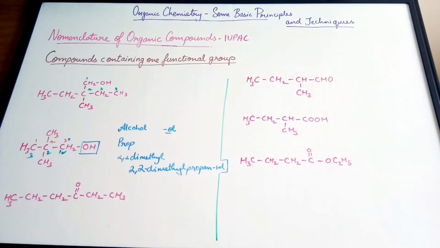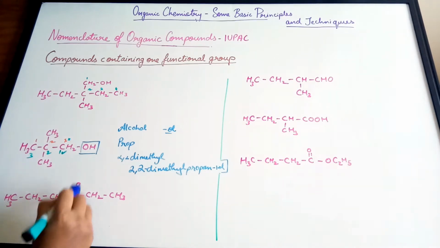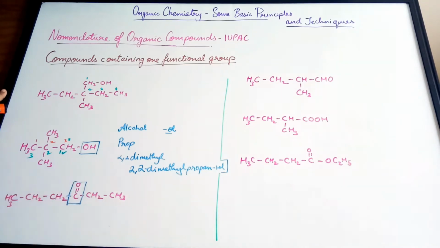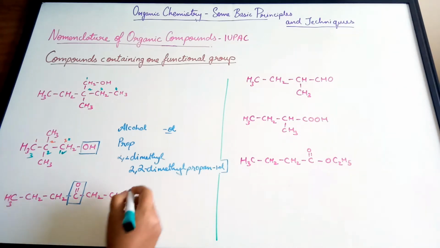Next one. So here, if you notice, this carbon is bound to an oxygen, and there's a double bond between these two atoms. So this particular group is called a ketone.